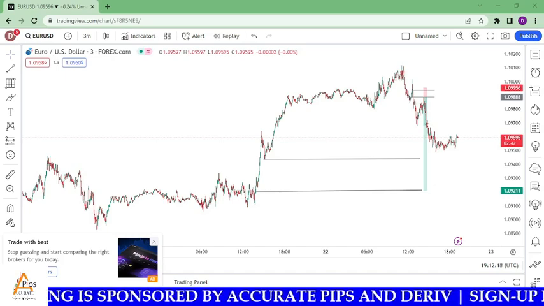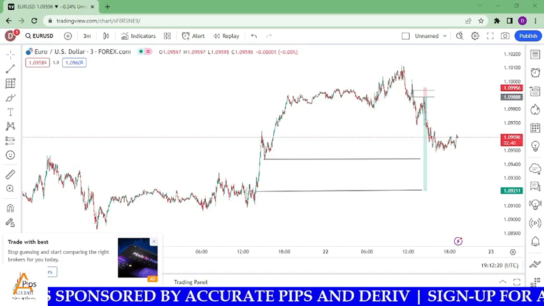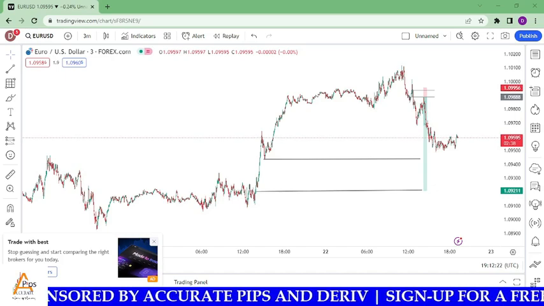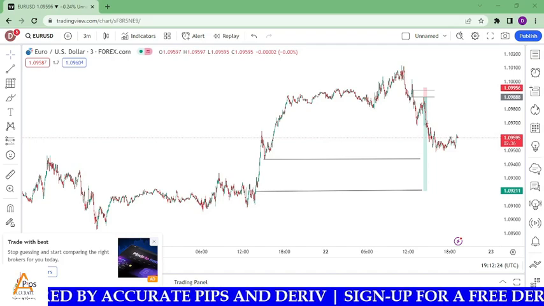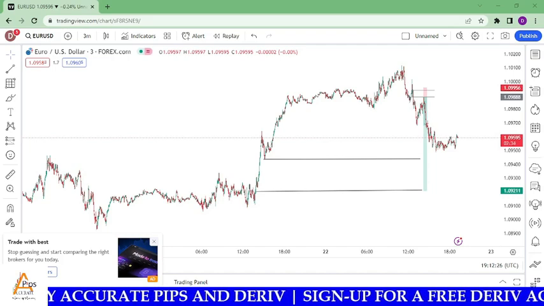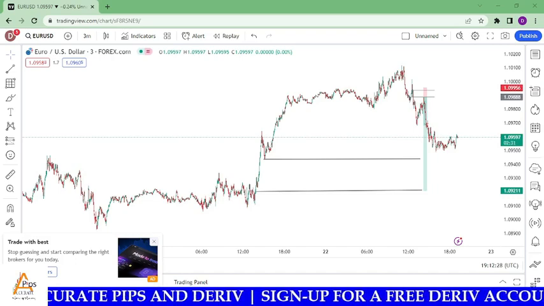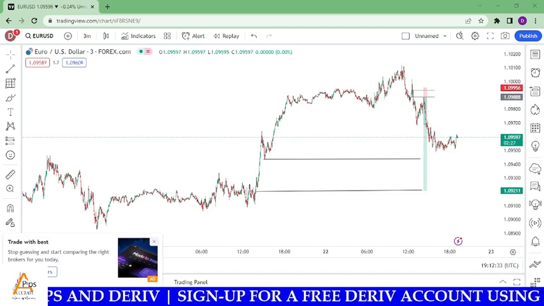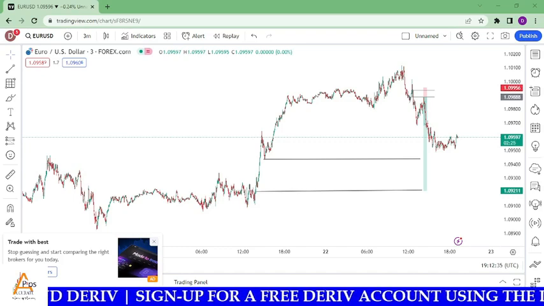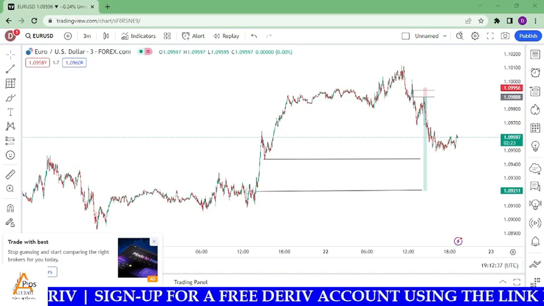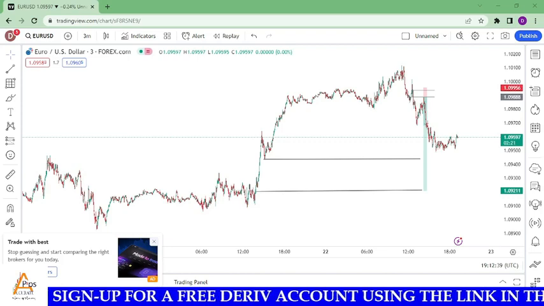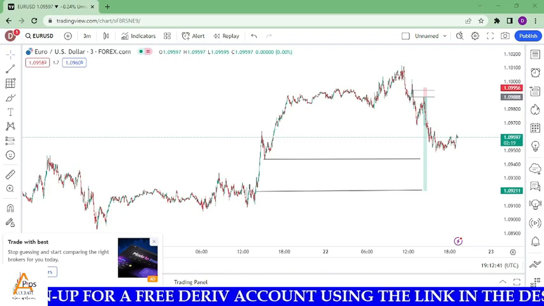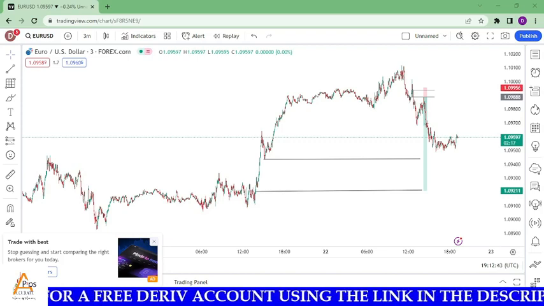Now, personally, I refer to the market structure as the skeletal layout of the forex market. That is the backbone of the forex market, because it displays the behavior of the forex market. So that is why I personally call it the skeletal layout.